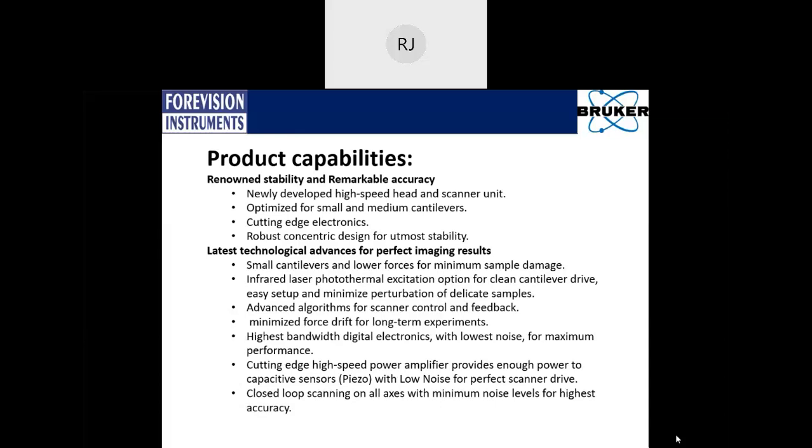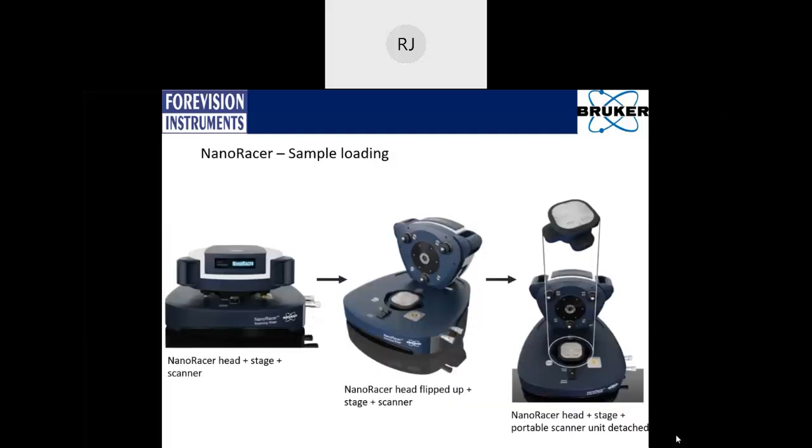As I mentioned, this system works with closed loop scanning in all directions: X, Y, and Z. We have provided a high voltage amplifier so that it can drive the piezos with low noise and get a perfect scanner drive for the scanning of the AFM.